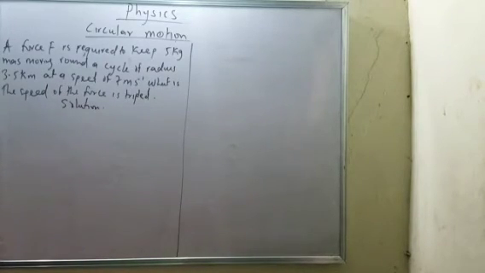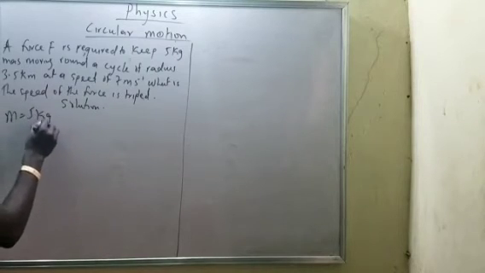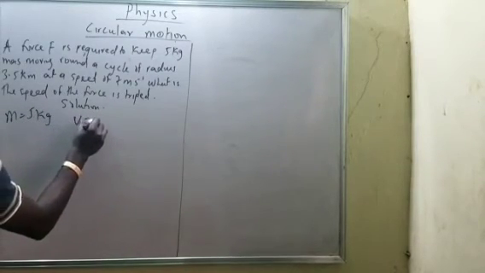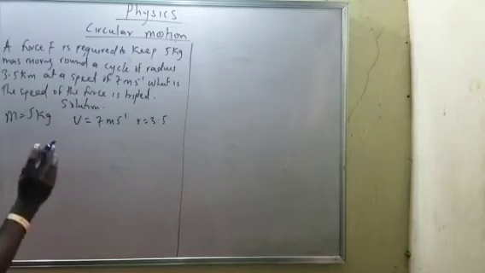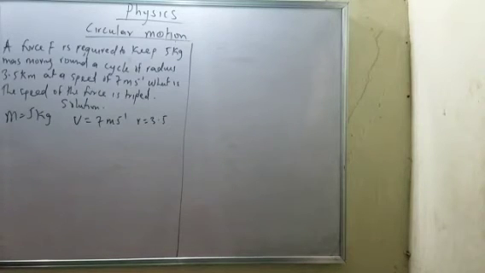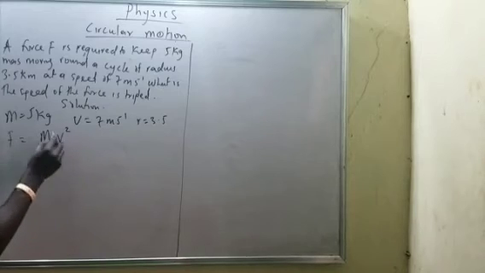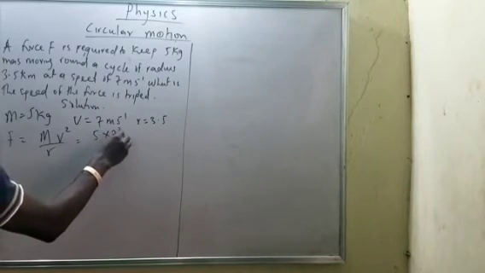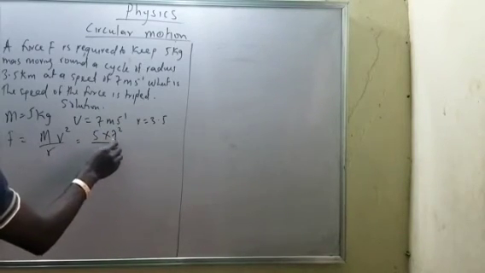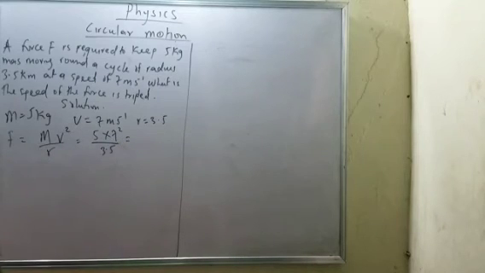Now, I have to be very fast here. The first thing, I have my mass as 5 kg, my speed, which is my velocity, as 7 meters per second, and my radius as 3.5. The first thing I will do is that the force acting here is the centripetal force, which will be equal to mv squared divided by r. I can say 5 multiplied by 7 squared divided by 3.5, which gives 70 Newton.